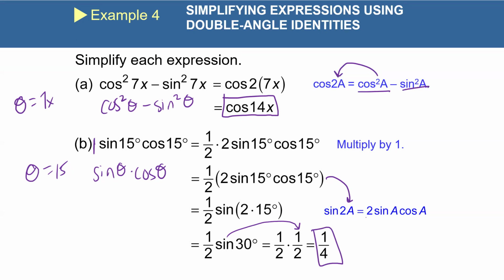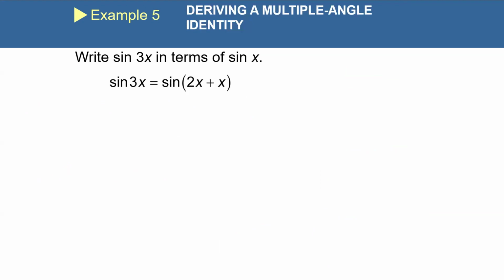With identities, you're either condensing or you are expanding. Here, it says write sine 3x in terms of sine x. Now, do we have a rule for triple angle? No, there isn't a triple angle. So what we're gonna do is not focus on the triple angle side. We're gonna focus on the sine of 2x plus x side.